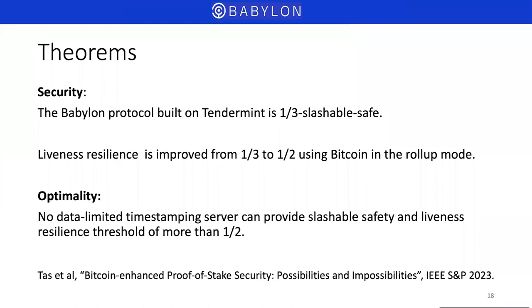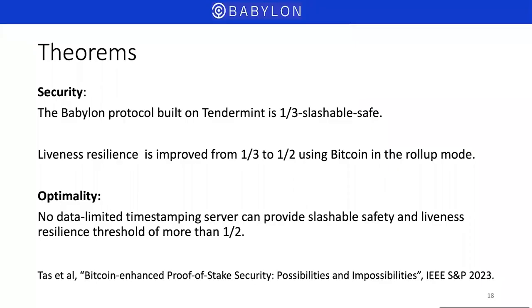Question. So on the first point, when you say slashable safety, how does that connect to definitions out there of accountability, like the work you did? Right. So accountable safety means that whenever there's a safety violation, you can provably identify violators of the protocol, and you'll never misidentify honest validators. So that's what accountability is.